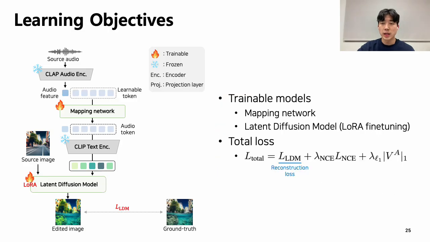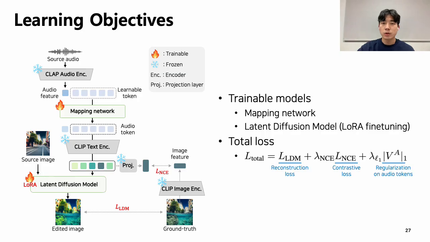There are three training objectives: the reconstruction loss, which measures the loss between the edited image and the ground truth image in the latent diffusion space; the contrastive loss, which measures the similarity between features extracted from the audio tokens and image features extracted from the ground truth image using CLIP embedding space; and the regularization on the audio tokens to encourage the tokens to be more evenly distributed. With these learning objectives and our constructed dataset, we can effectively train our proposed model for the sound-guided image editing task.